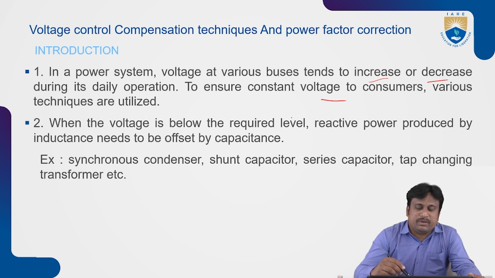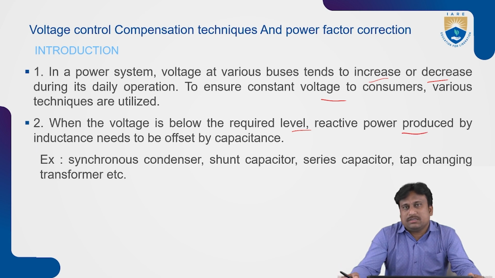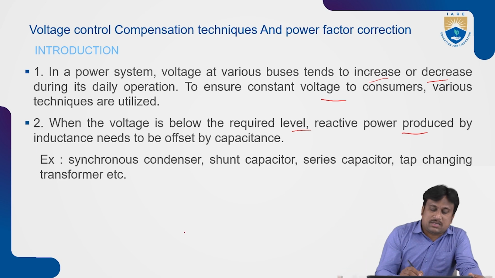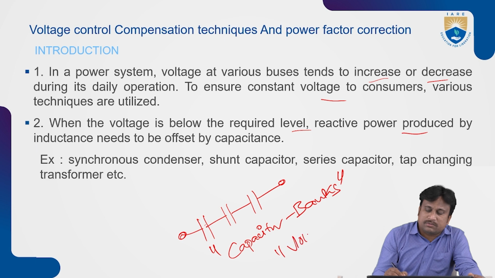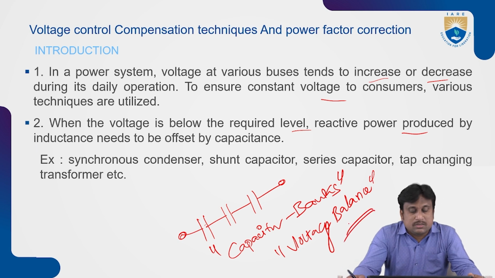When the voltage is below the required level, the reactive power produced by the inductance needs to be offset by the capacitors. A number of capacitors are used as capacitor banks, and they usually make the voltage balance of the circuit.